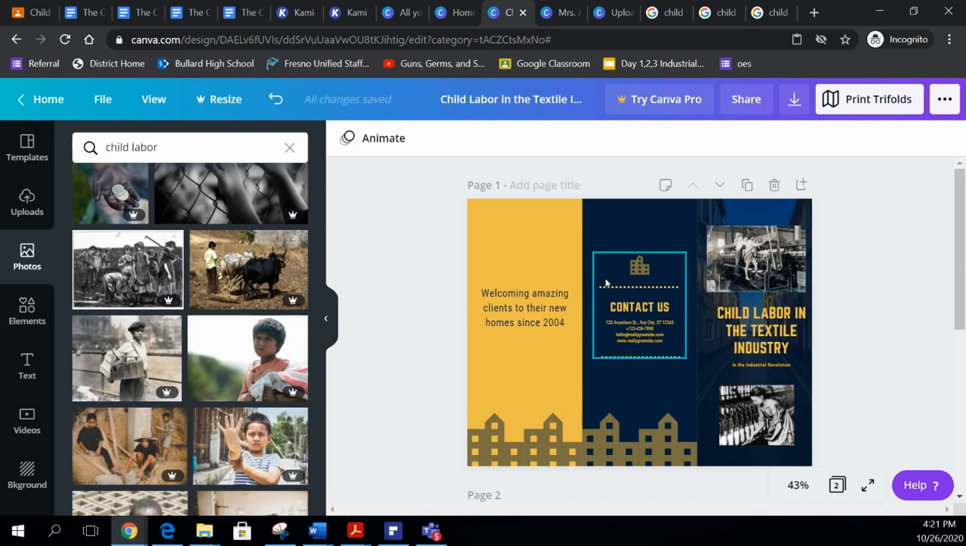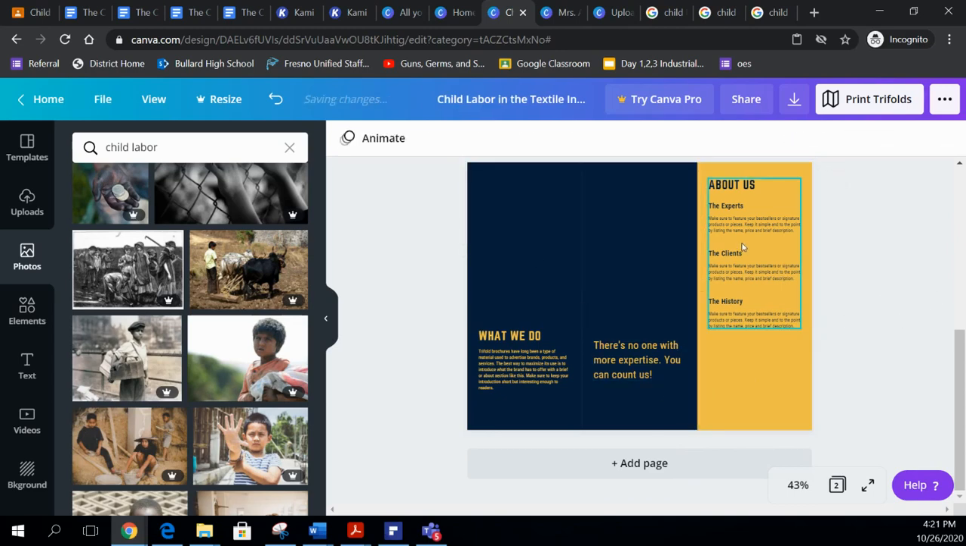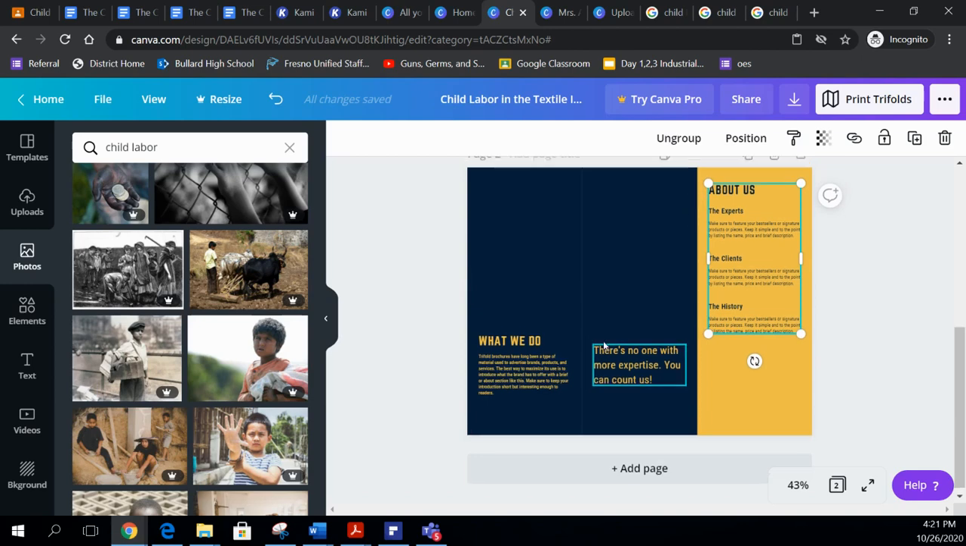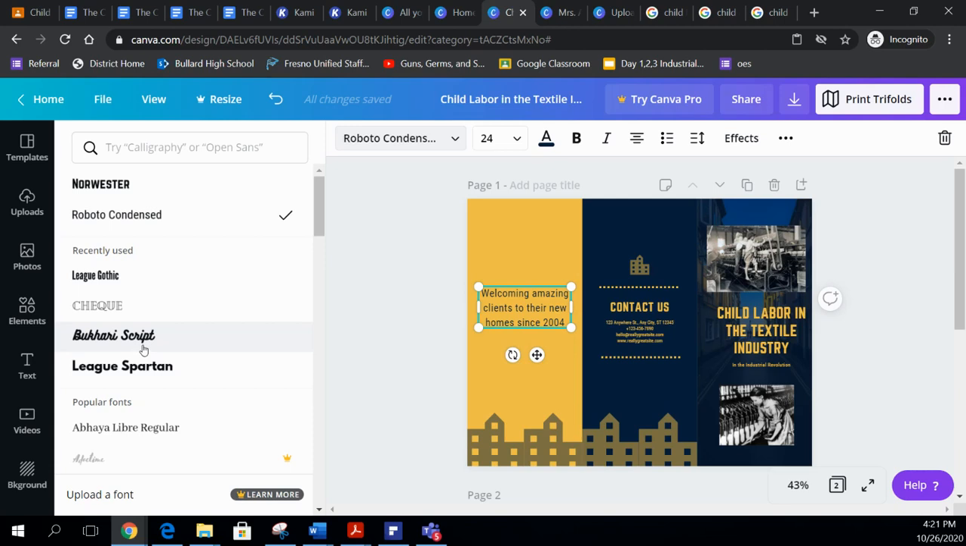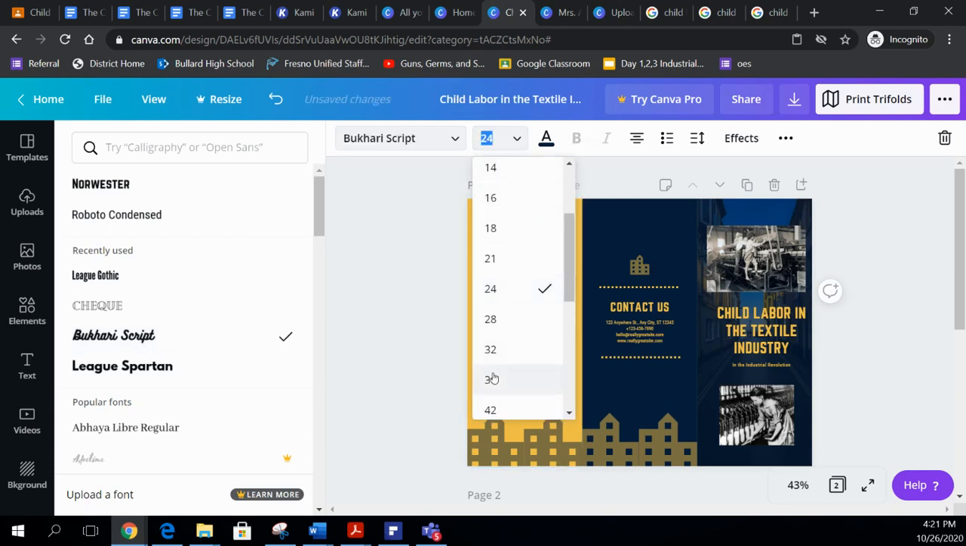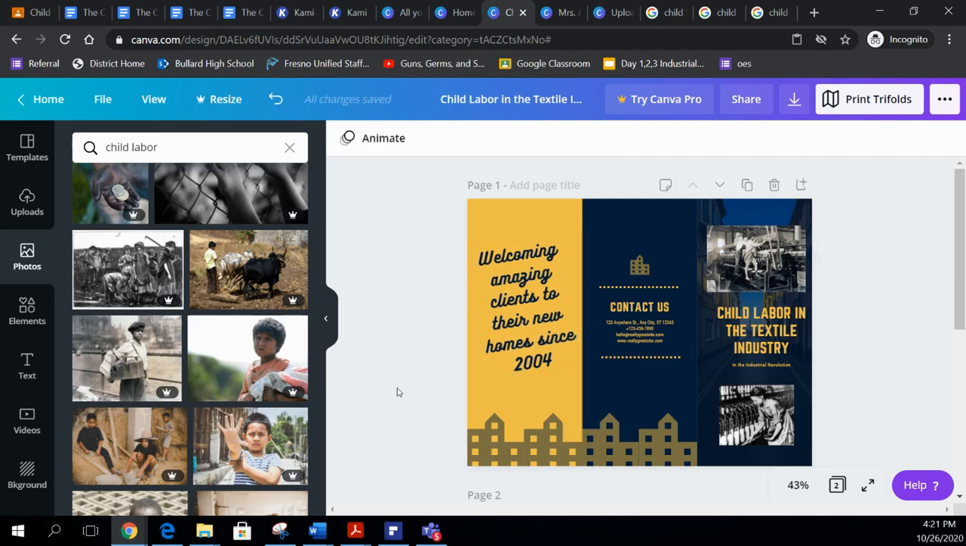Okay. So you're going to do that for each of the different types of pieces that you need. Again, you can delete pictures if you don't like them from your format. You can change the colors. You can change the fonts if you want to. So let me show you how to do that. You can change it to a Bukhari script, and you're going to do it in size 36. Okay, so you can change the font. You can even change whether or not they lean to the side. Okay. All right, so use the rubric to complete this part of it.